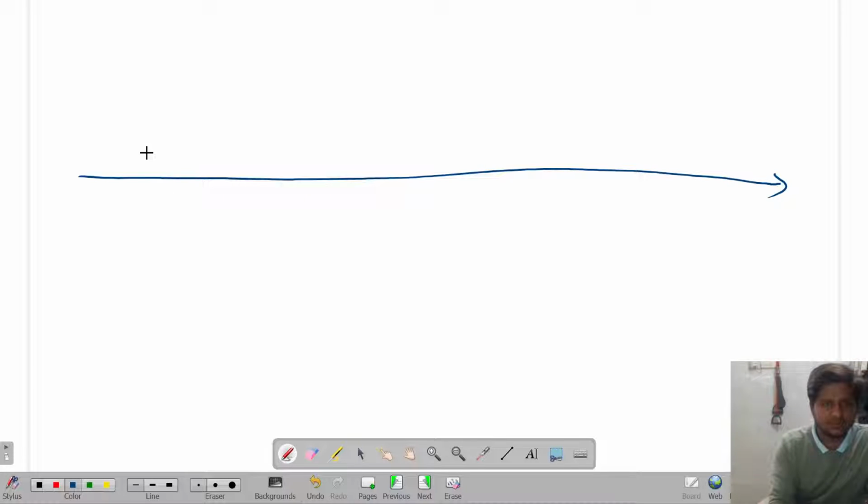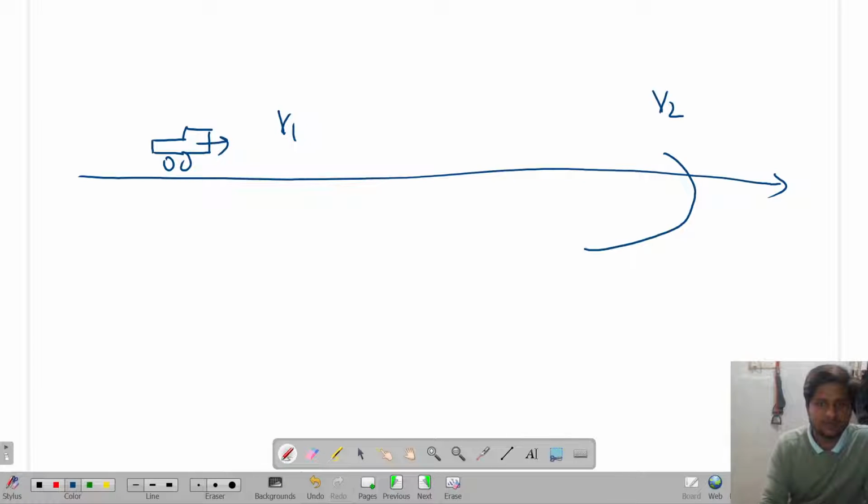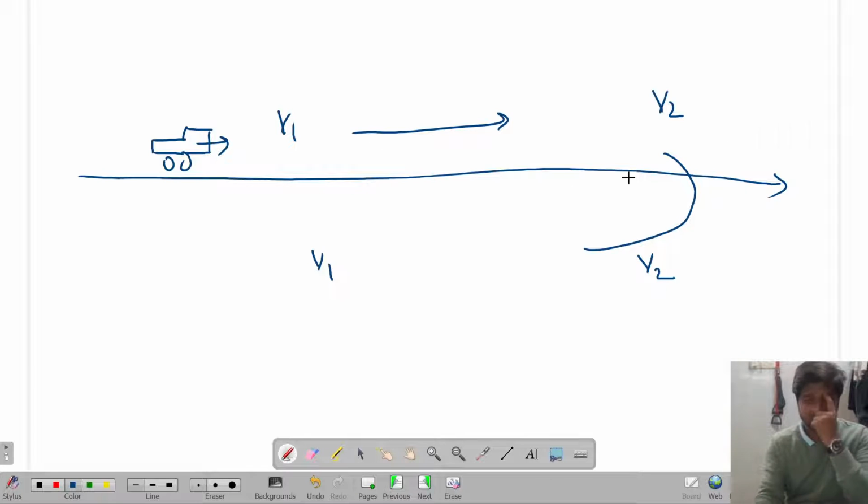A road is there. If a car is moving along this path, with velocity v1 and then velocity v2 after it turns back from this side, then here it is velocity v2, here we have velocity v1. Try to understand, it has direction of displacement along this side. What you will observe, is v1 greater than v2 or not?